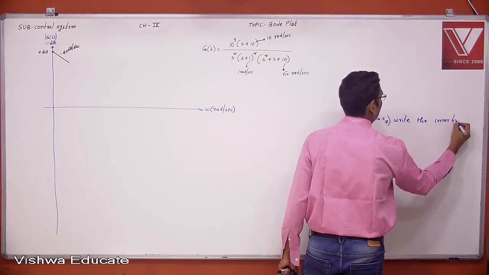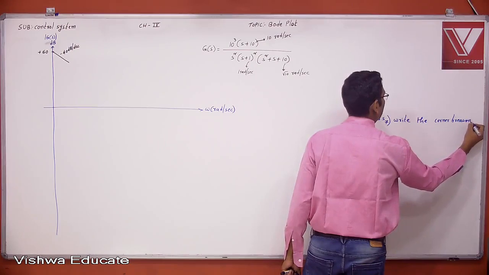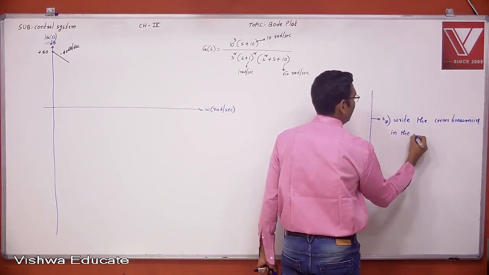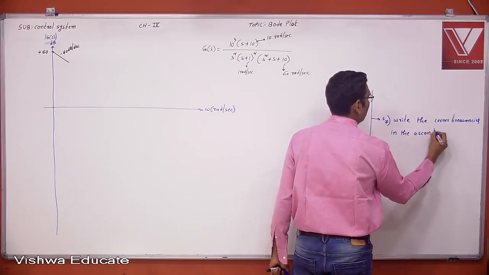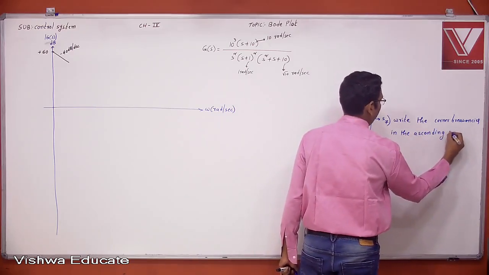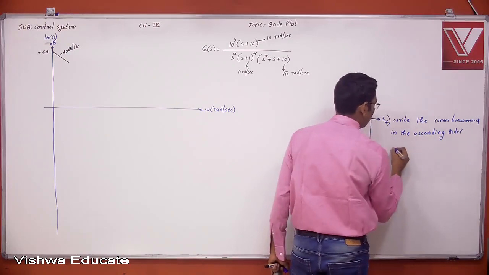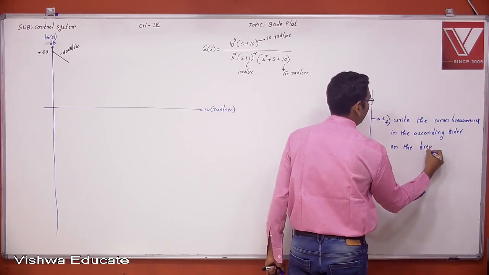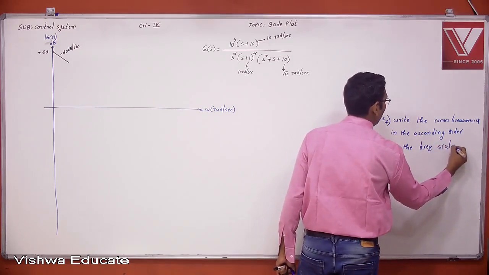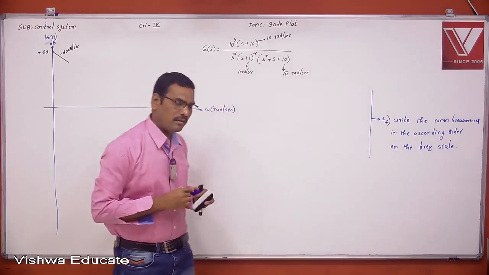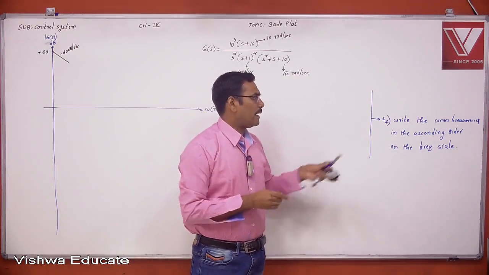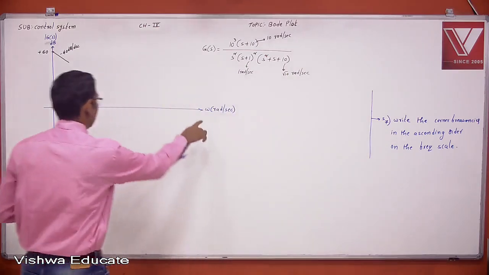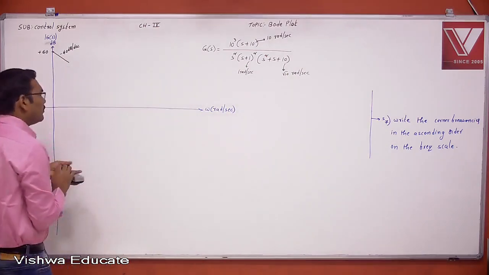Write the corner frequencies in the ascending order on the frequency scale. First we want to do that. Okay. This is the frequency scale. First you write the corner frequencies in the ascending order.